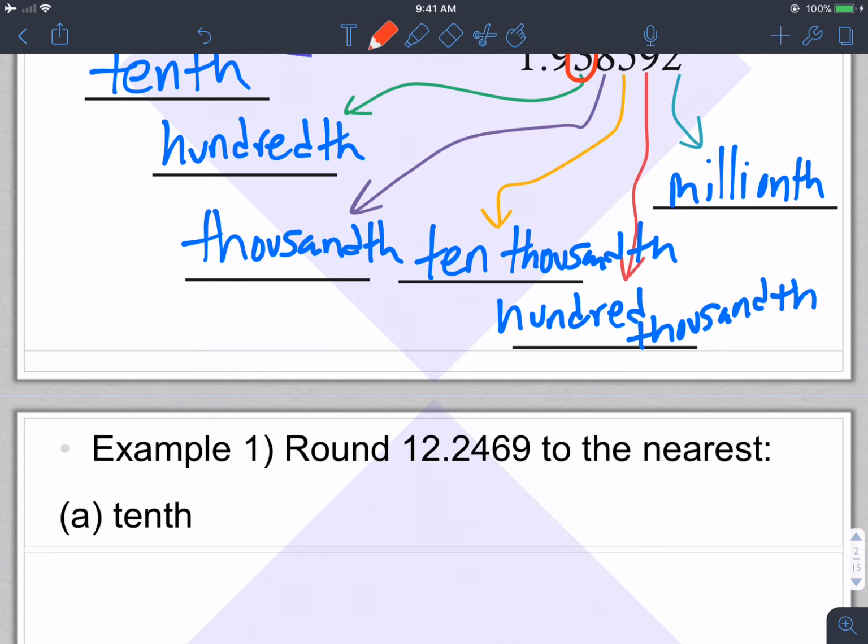Round 12.2469 to the nearest 10th. You will look at that 2, which is the 10th place. Look to the right. The 4 is below 5, so we leave it, and you can write it as 12.2.